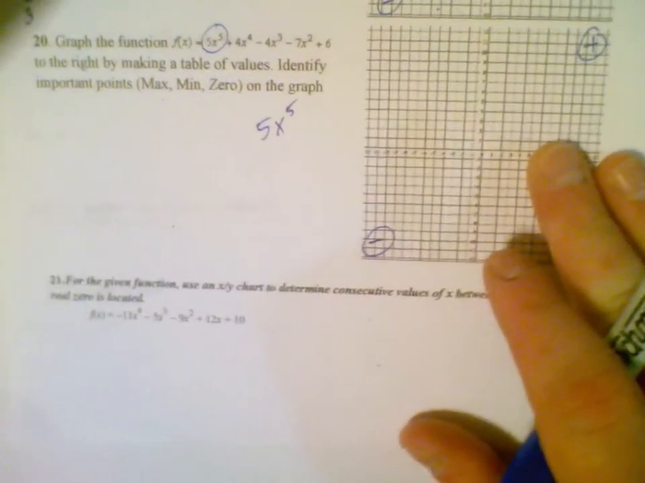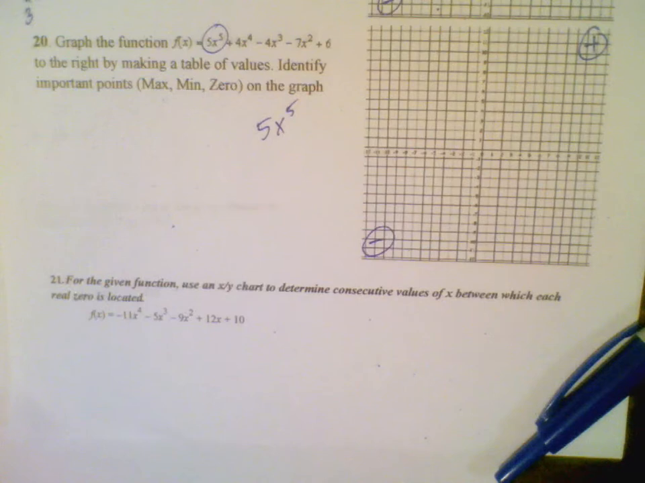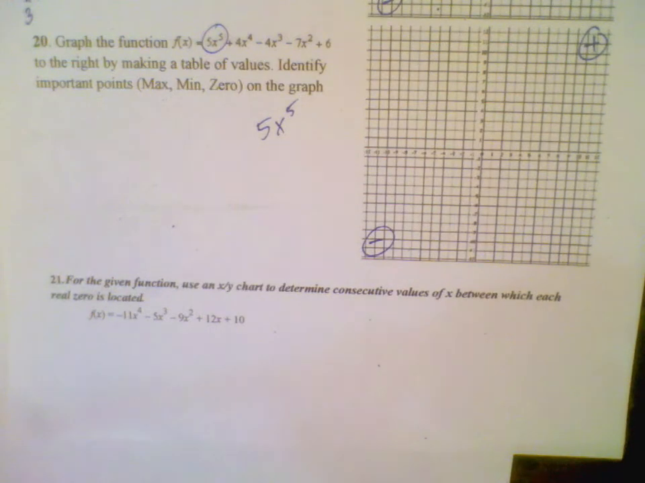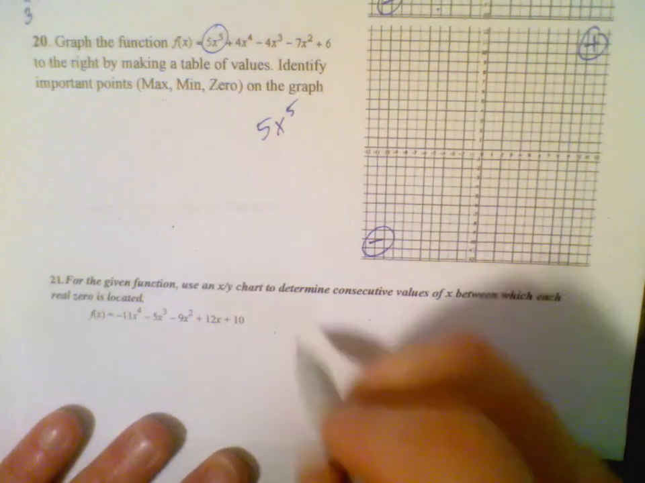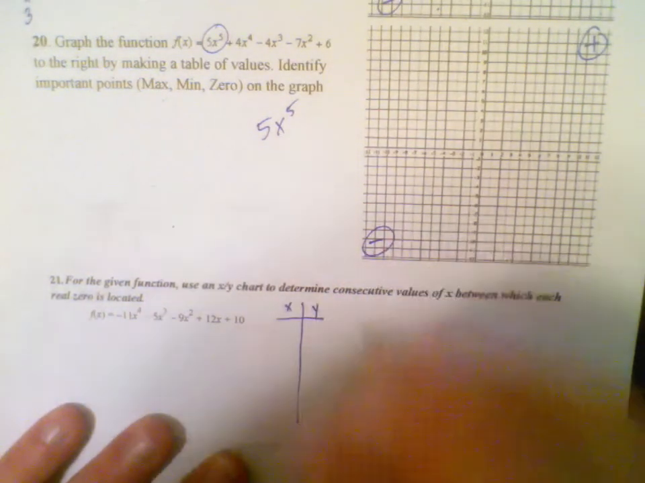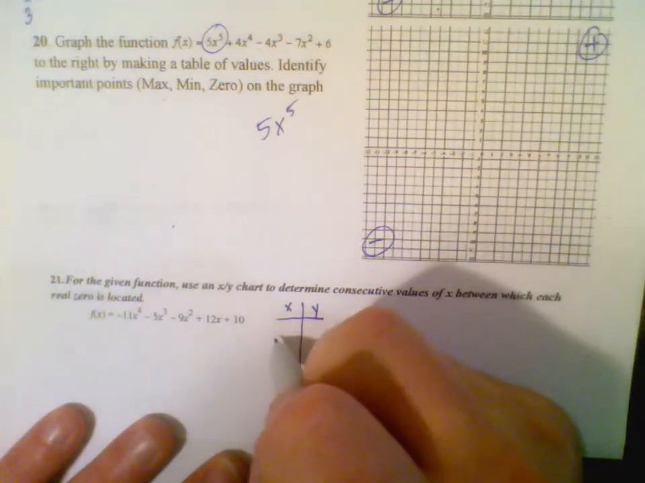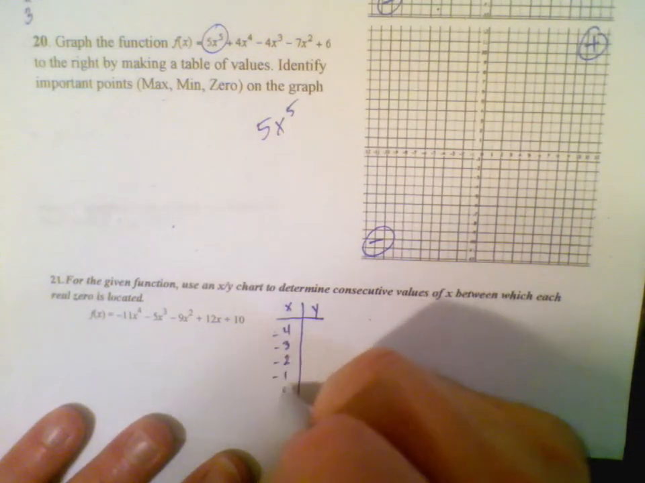So the one down here on the bottom says use an XY chart for the given function to find the consecutive values of x for which each real 0 is located. So that just means exactly what it is. You make an XY chart. But remember, we're looking on the XY chart for where numbers switch from negative to positive in the y values. So if I make an XY chart, I guess I could have done it sideways. I'm just going to start at -4 just to see if we need it.